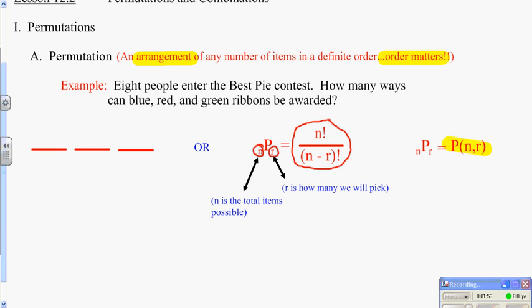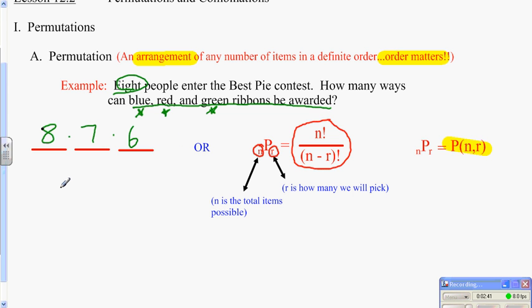Alright, so here's how we would use the counting principle. 8 people enter the Best Buy contest. How many ways can blue, red, and green ribbons be awarded? Notice that they are only awarding 3 places. For first place, there are 8 people that could win it. After the first person wins, you have 7 people vying for second place. Once that person wins, you have 6 people to choose from for the third place ribbon. And the counting principle would take the product of those 3 numbers.